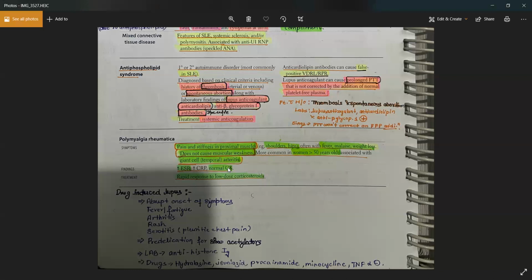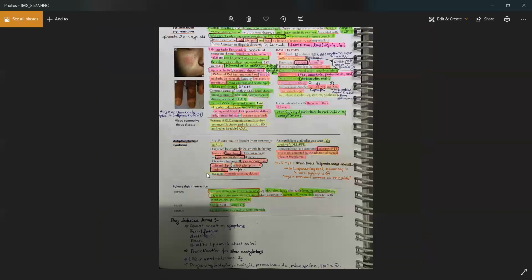It is not inflammation of the muscles, please note. You just have pain and stiffness in the muscles, and that's why the name doesn't mention inflammation anywhere. That's why you have normal CK levels. The power of the muscle will be normal, no weakness, just pain and stiffness. It is associated with giant cell or temporal arteritis. What is the treatment? You will always give the patient low dose glucocorticoids. Any doubt on this page?